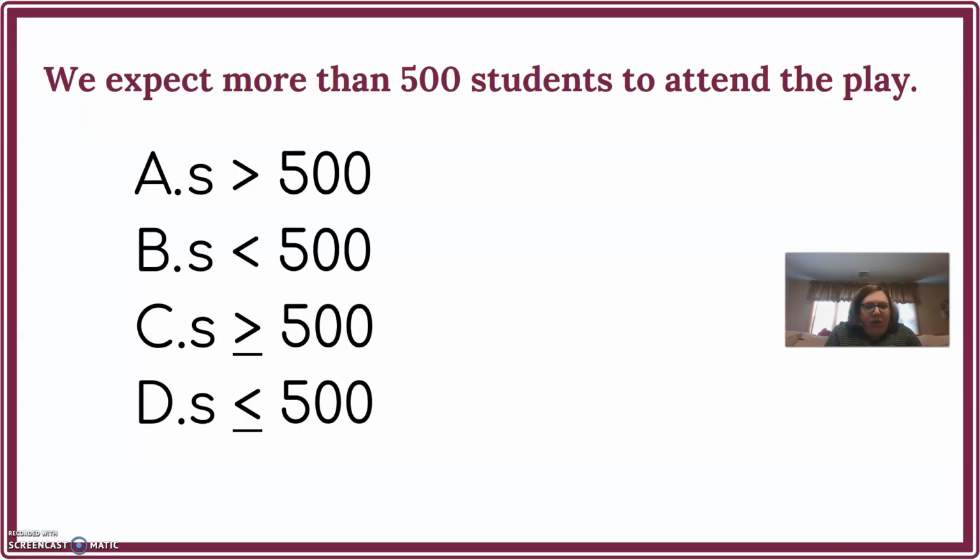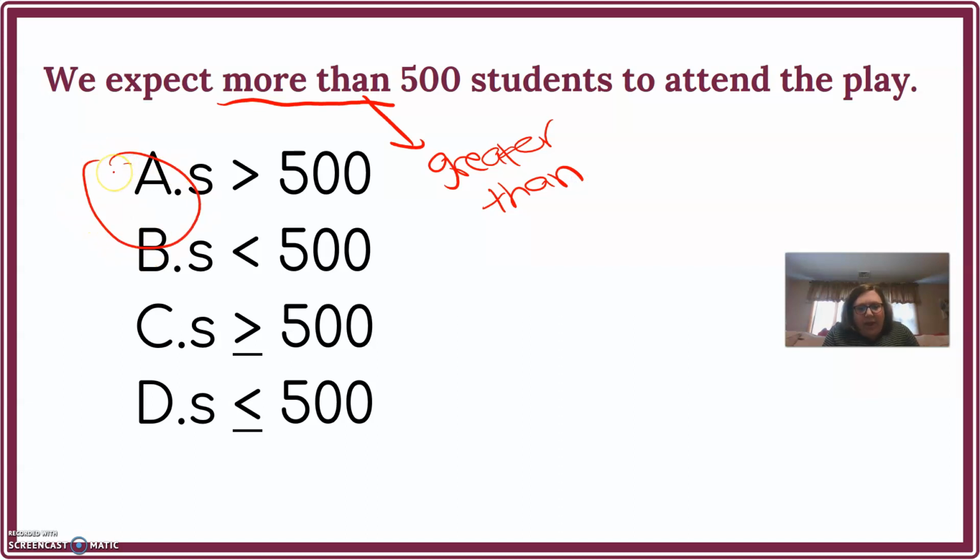All right, last one. We can expect more than 500 students to attend the play. So more than, that just means greater than. So that means the number of students is going to be greater than 500. It's not going to be greater than or equal to here because it's saying more than 500. It does not say 500 or more. It just says more. So that's why it's only greater than.